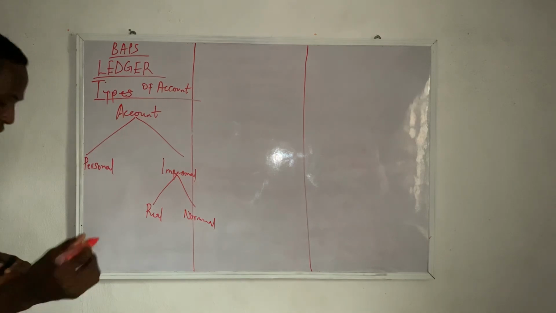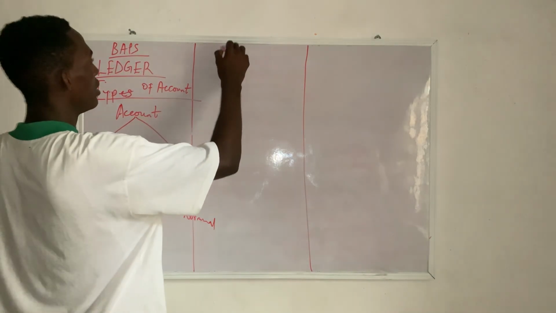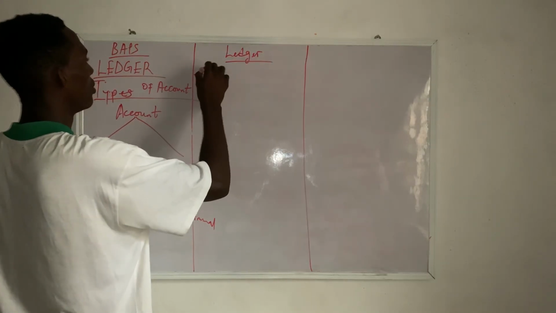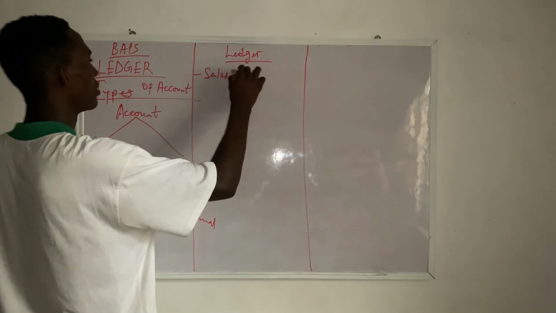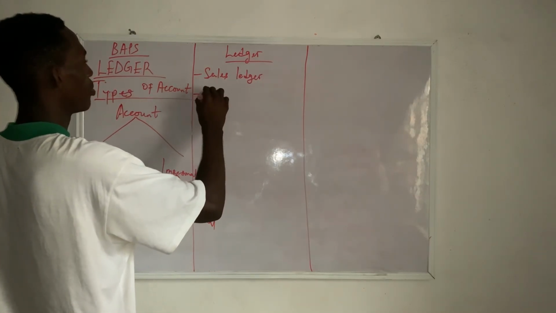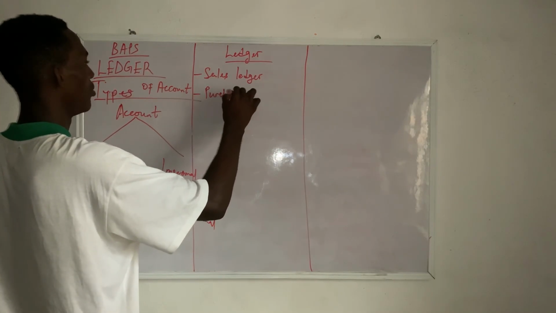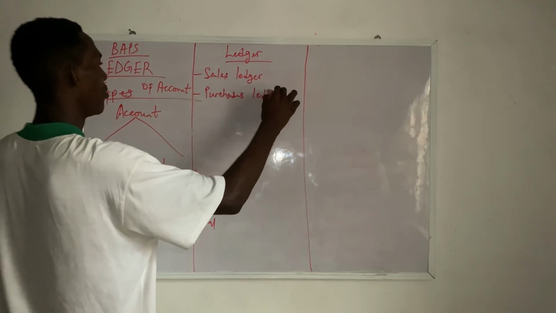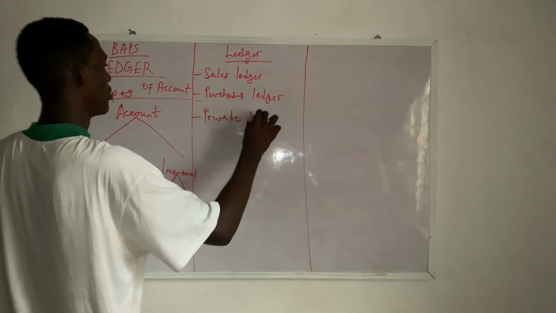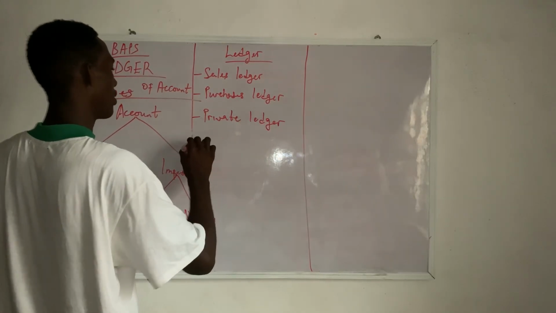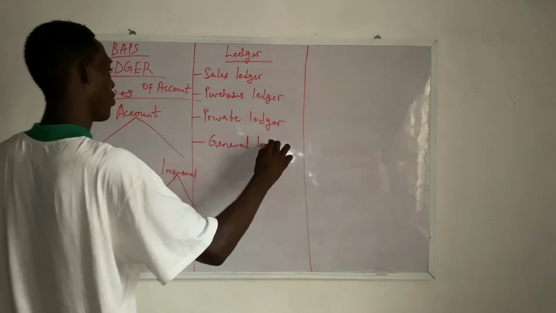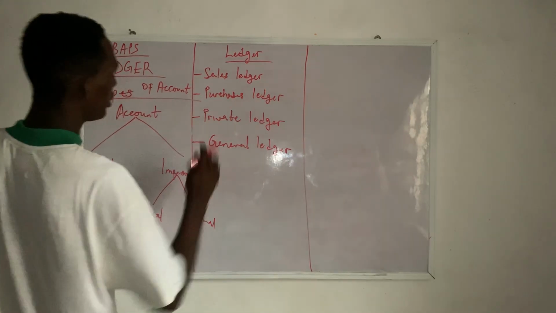Now, types of ledger, according to our study text. We have four types of ledger. We have our sales ledger, or they call it trade receivables ledger. We have our purchases ledger, which you can also call payables ledger. We have our private ledger, and we have our general ledger.